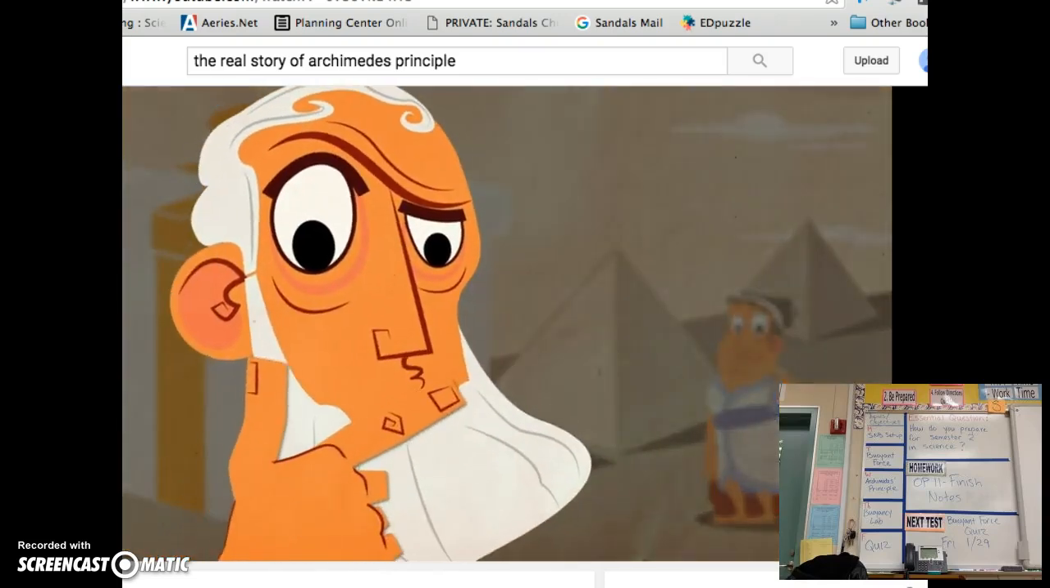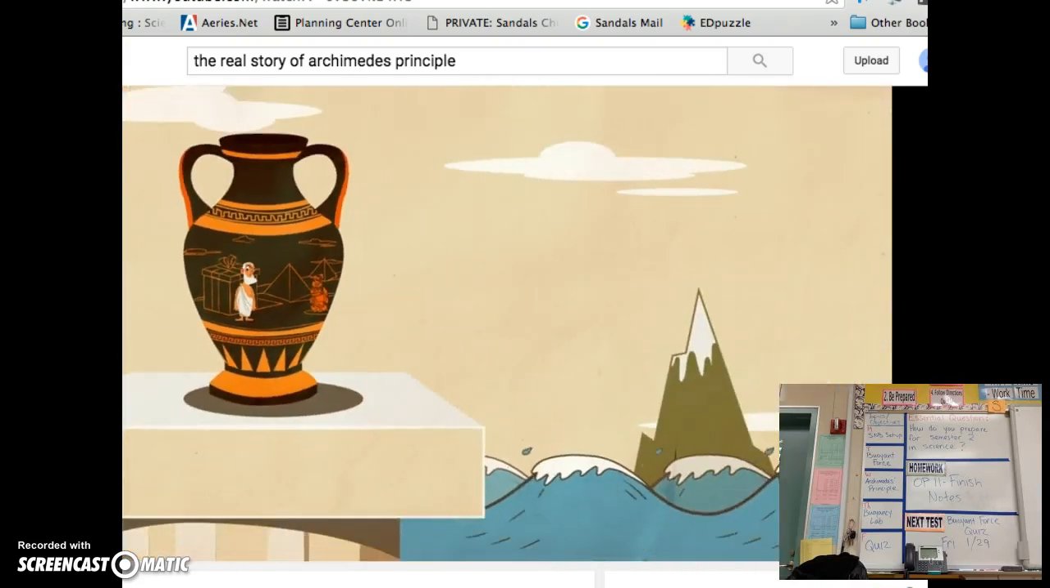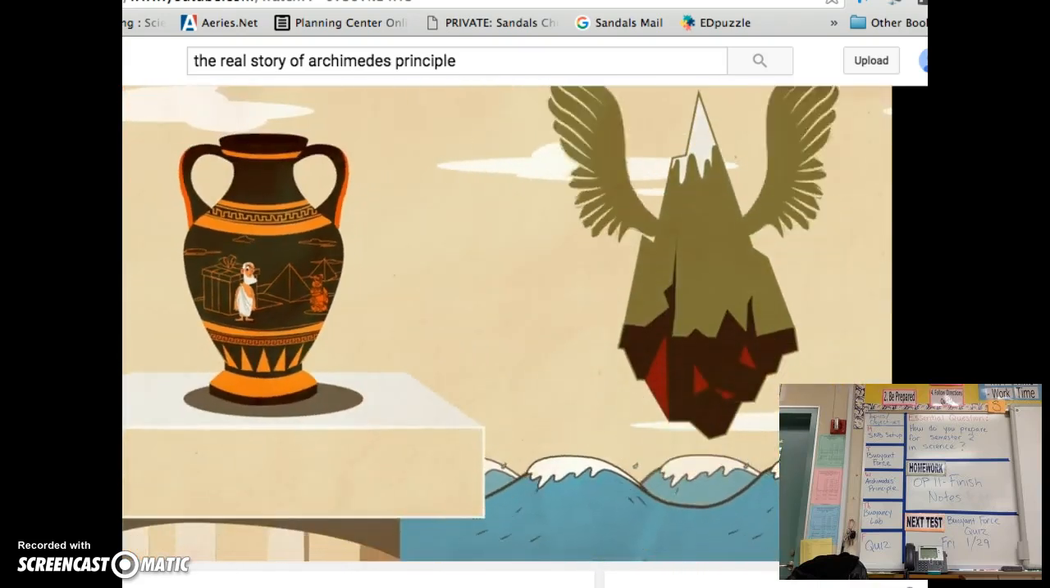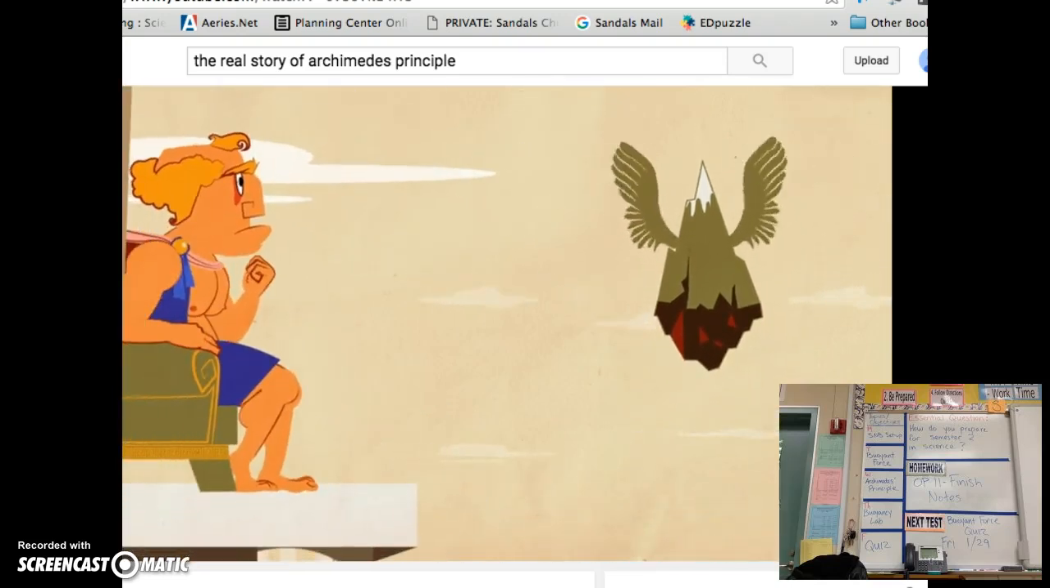But could a boat the size of a palace possibly float? In Archimedes' day, no one had attempted anything like this. It was like asking, can a mountain fly? King Hieron had a lot riding on that question.